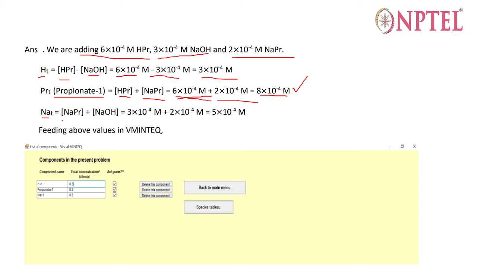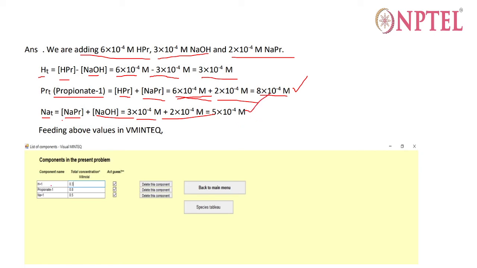So in case of Na ions, I will write NaPr plus NaOH. These are the main contributors of this Na plus. Because from NaOH I'm getting one Na only, and from NaPr also one Na. So no need to multiply with anything. I'm getting this 5 into 10 to the power minus 4 molar.